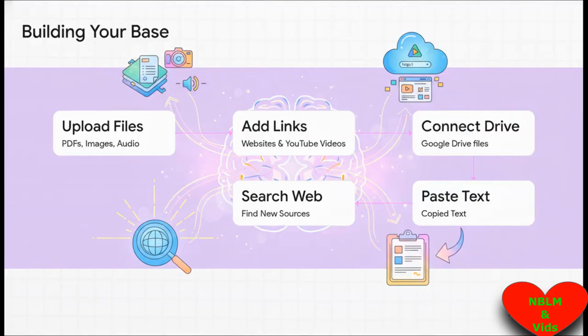You can upload files directly. We're talking PDFs, images, even audio files from your phone. You can just paste in links to websites or YouTube videos, and poof, it instantly scrapes the text. You can hook it up to your Google Drive, paste in copied text, or even use its built-in search to find and add new sources on the fly.